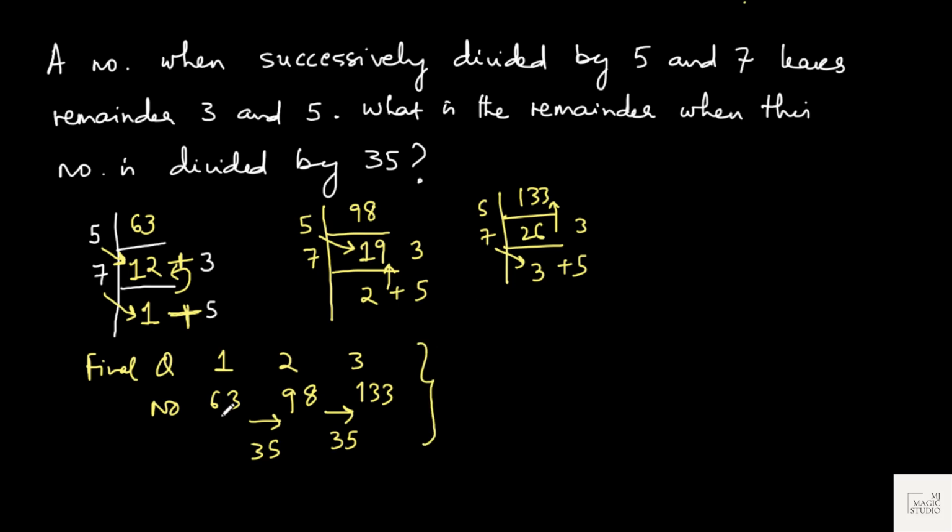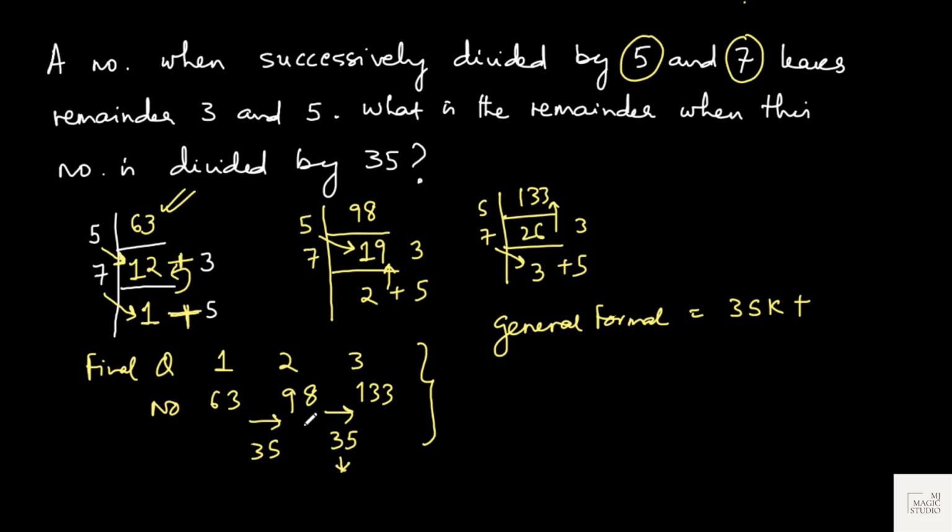Now the concept builder is how to find this without actually putting 1, 2 or 3. It is as simple as that. First we need to find the multiplication of the successive divisors, that is 5 into 7, that is 35, and that is the difference. The common difference would be 35. Clear? So the general format of the number is 35k plus the smallest such number, that is 63.